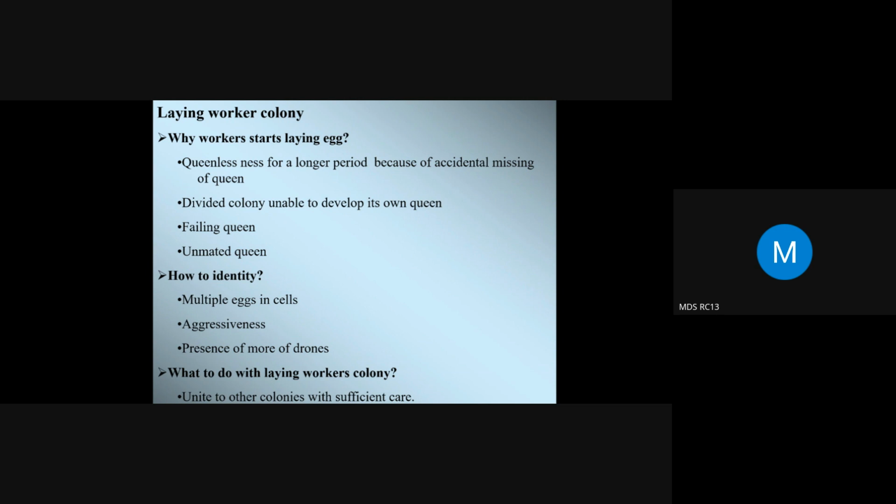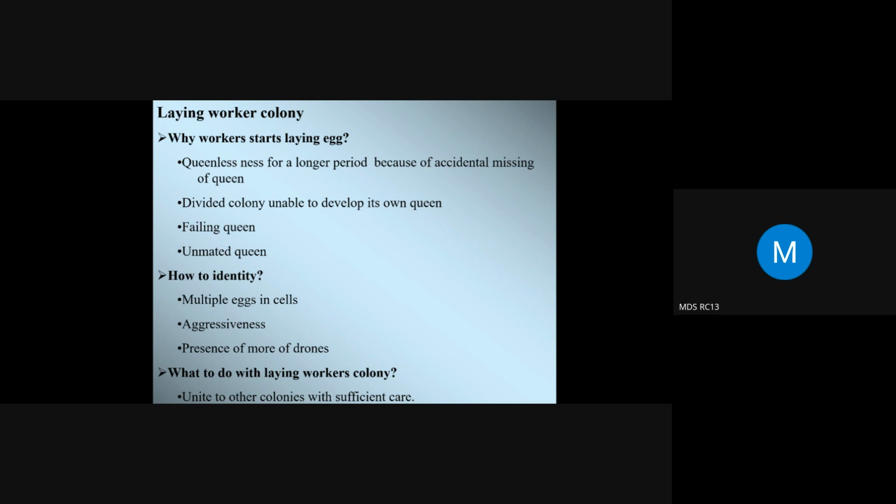And there is another situation we discussed earlier at different times. That is laying worker colony. Why does the worker lay eggs? I told what will be the condition of worker eggs. That will not be a fertilized egg. Hence, the worker eggs will always produce a drone, not female young ones, that is, not workers or queen. Worker eggs can only be reared into a drone cell.